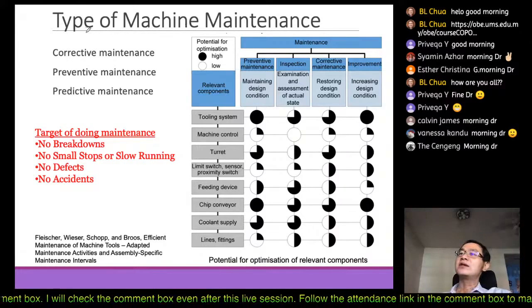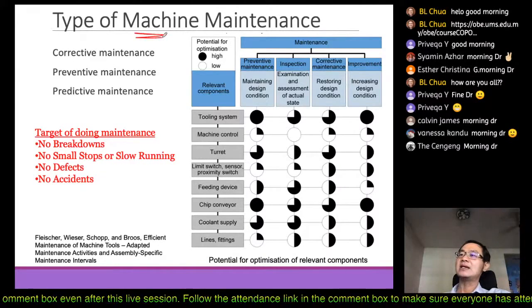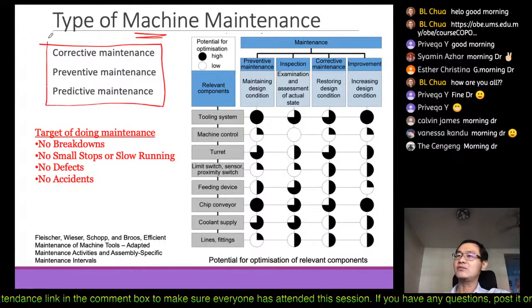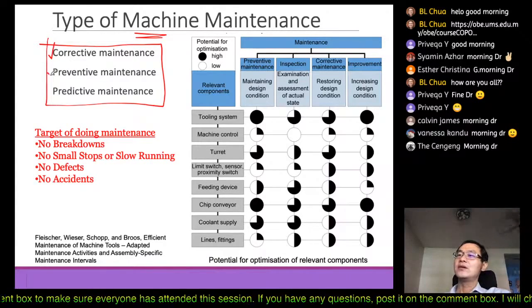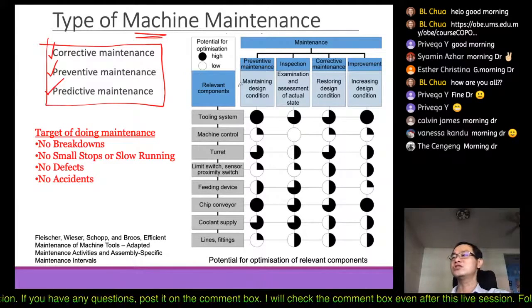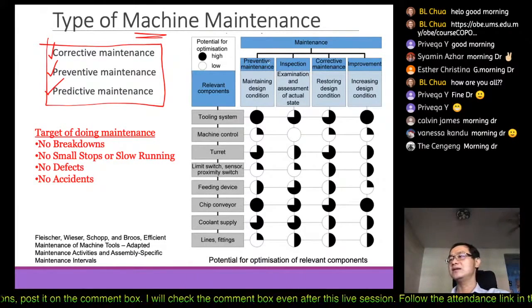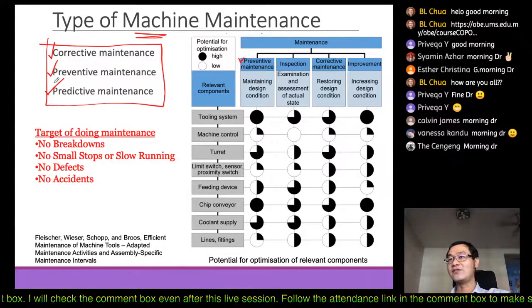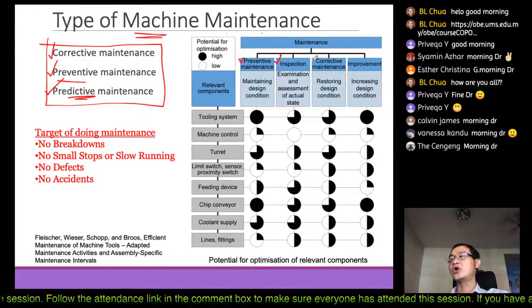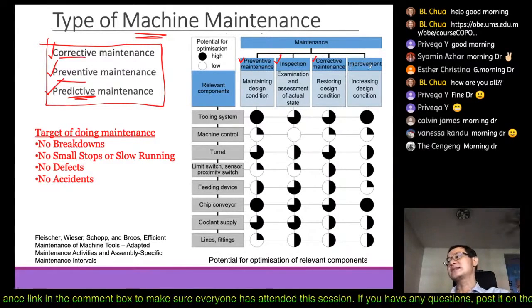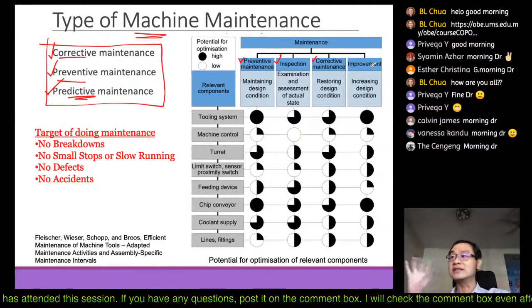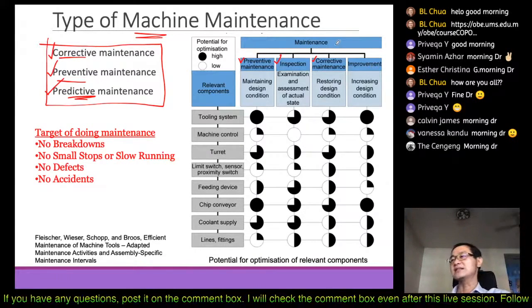Now when we come to machine maintenance, there are generally three common practices. We call them corrective, preventive, and predictive. Again from this paper, it's similar. Preventive, this inspection is the predictive type. Corrective, as well as the kind of improvement where you try not only to maintain but to improve the systems.